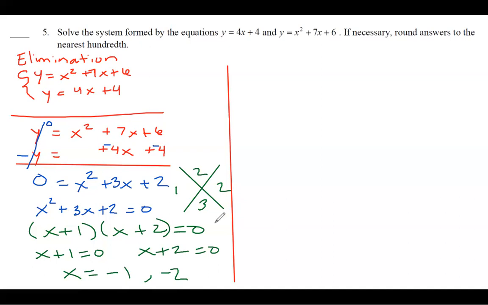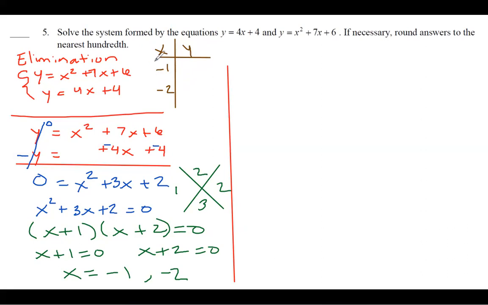However, we are not done. Since we have equations, we also need the y value. So what do we do with these two values? We go back and substitute. So I'm going to go ahead and create a little table just so I can keep my work organized. I have my x values. I have -1 and -2. I need to know what my y values are.